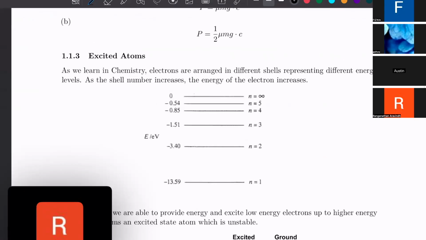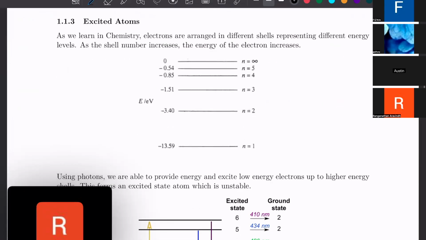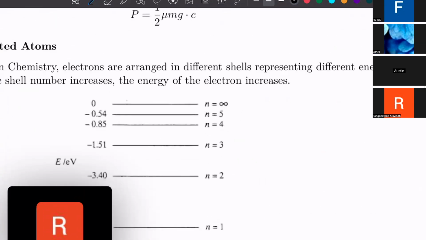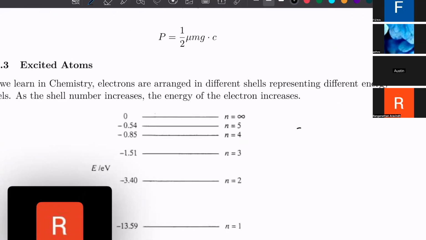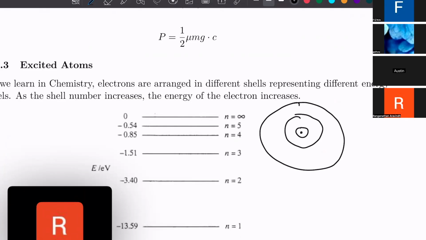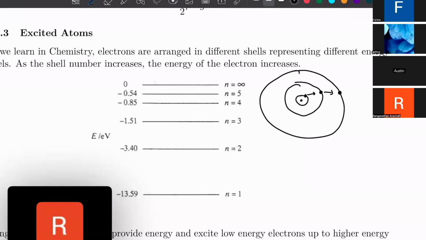Okay, so this is concept three, which is pretty standard. I think we have all learned this in chemistry, which is that if you have some atom and you have a nucleus inside, then there are electron shells. If you have an electron in shell one, you can give it some energy and it will excite and go to shell two, excite, then go to shell three.